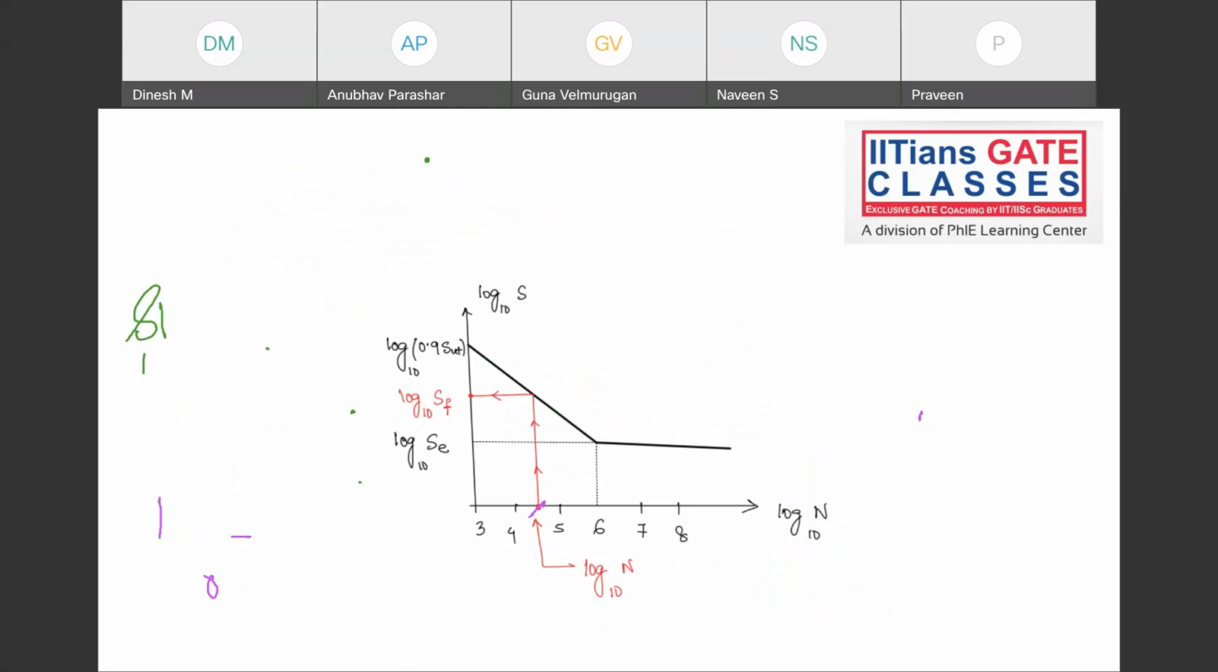This is point B. What is this point? Definitely the x coordinate will be 6. Why? This is the endurance limit, right? Endurance limit means 10 to the power 6 cycles. So the x coordinate is fixed at 10 to the power 6. This value is given as 70. So this point is log of 70 to the base 10, right? So point B is nothing else but the y coordinate log of 70 to the base 10, comma, x coordinate 6.